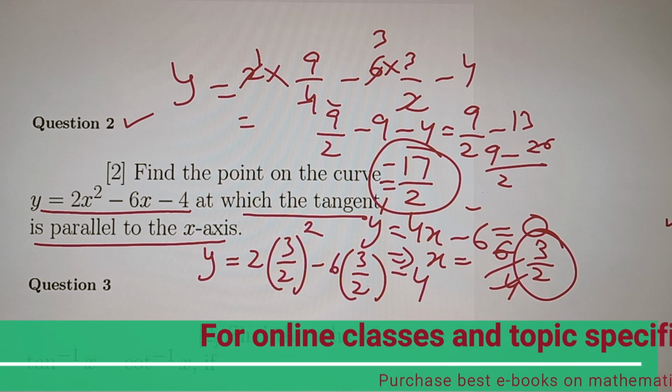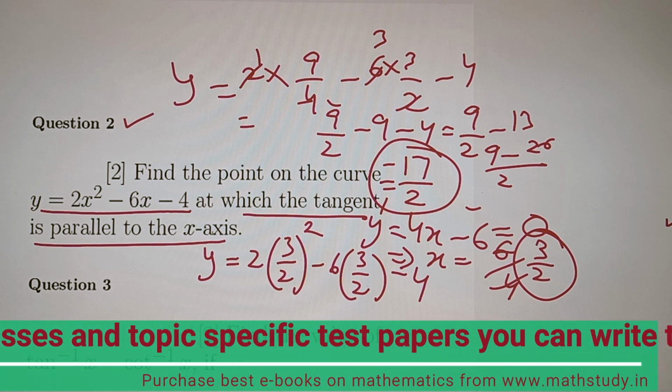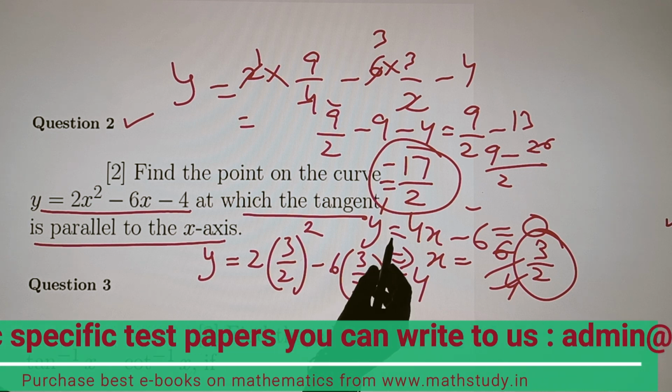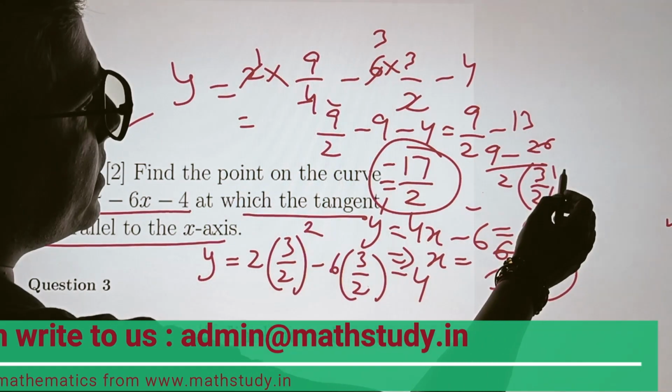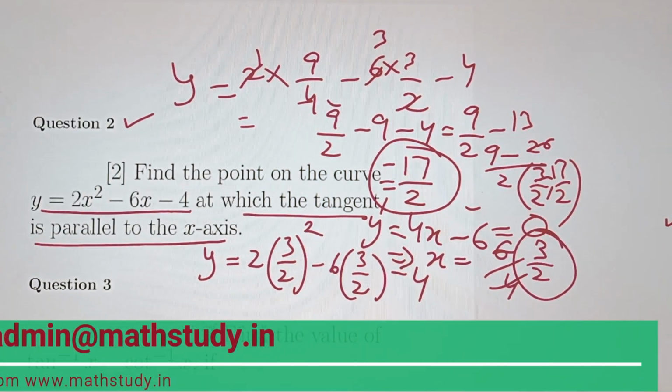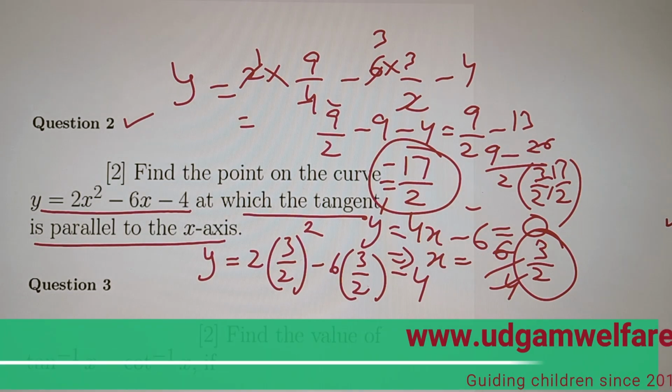Very simple question it was, and we can easily solve such questions within 2 to 3 minutes, not more than that. So the coordinates are 3 by 2 and minus 17 by 2. I hope the concept is clear now. Now let's move towards question number 3.